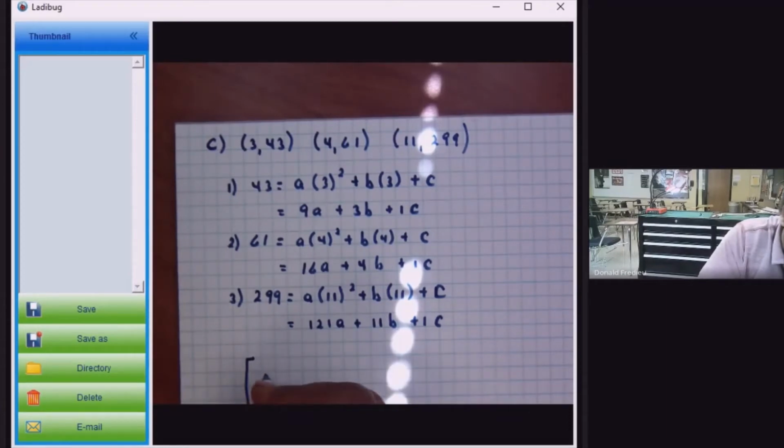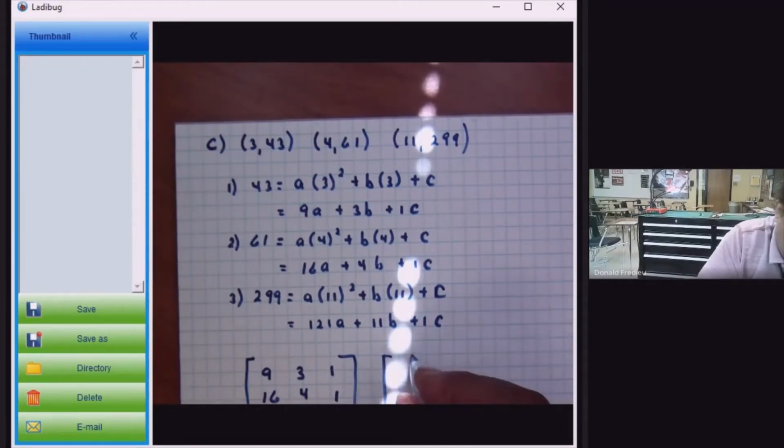And I have 9, 3, 1, 16, 4, 1, 121, 11, and 1. Now my matrix for y is going to be a 3 by 1 matrix. 3 rows. First row is 43, 61, and 299.